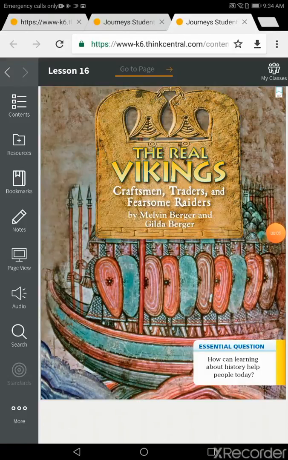Good day, everyone, and welcome back to our story The Real Vikings: Craftsmen, Traders, and Fearsome Raiders. This story was written by Melvin Berger and Gilda Berger.